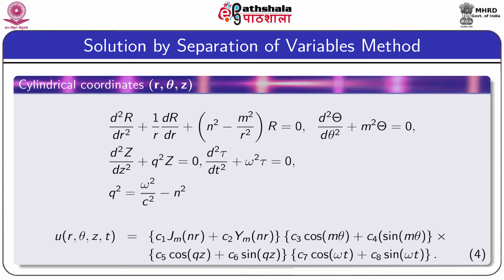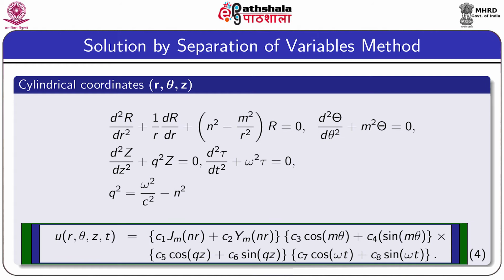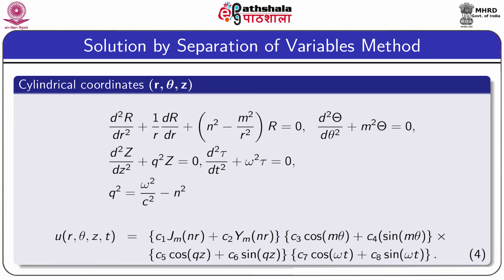Therefore, the solution of the wave equation in the cylindrical coordinate system is given by u equals capital R into capital Theta into capital Z into Tau, which you can see in equation number 4. And in this solution, the constants C1, C2, C3, C4, C5, C6, C7, C8 are arbitrary, and the values of these constants can be obtained from the initial and boundary conditions of the given problem.